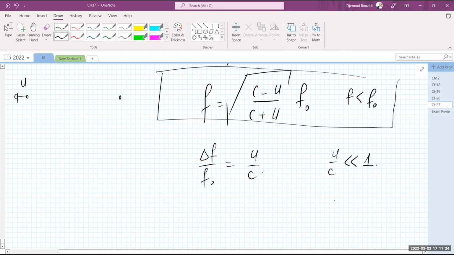Okay, this is the classical expression actually that we found also in classical physics. But this is the real expression. And now you're given different values for f and f naught. You know the value of c, and you can find the value of u if you want to.